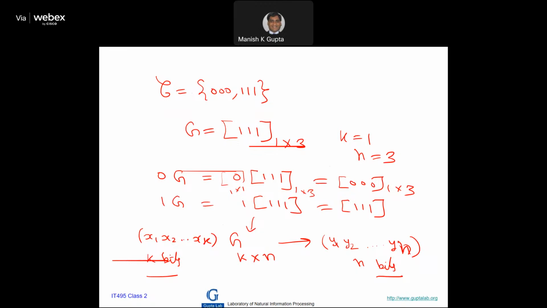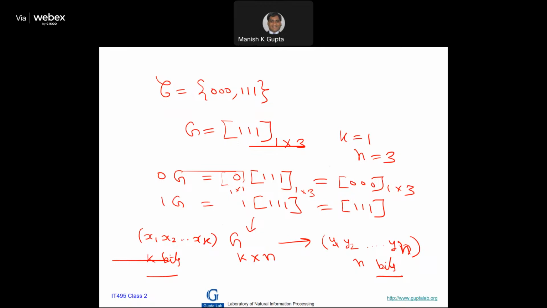So take k bits, multiply with G, and you get n bits. Take another, whatever k bits, and carry this out. Whether it is 0 or 1, we know that 0 is encoded as 0, 0, 0 and 1 is encoded as 1, 1, 1. This is what it is.